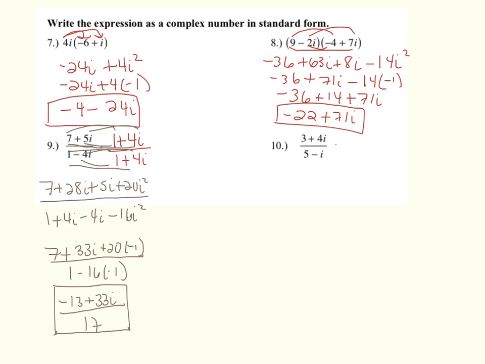Same idea on number 10. So I'm going to multiply by the conjugate of the denominator, which is 5 plus i. So I'm going to use FOIL, multiply my first terms, my outside terms, my inside terms, and my last terms.